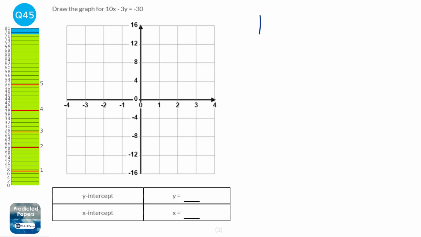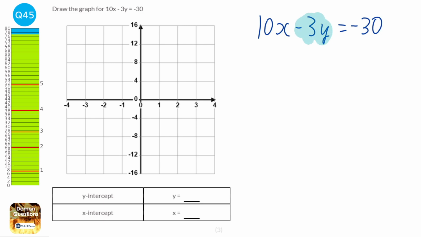So I'm going to start just by writing out the equation. And what I'm going to do is completely cover up, with a little highlighter maybe, the minus 3y. I'm just going to cover up the y term. And so what that leaves me with is 10x equals minus 30.